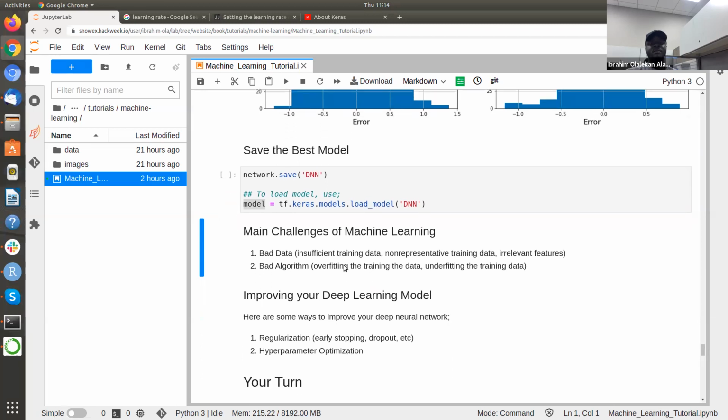The other one is bad algorithm. You could have a bad algorithm, such as one that is overfitting the training data set. By overfitting the training data set, what I mean is your model is typically going to perform well on the training sets, but it's going to perform really poorly on the test set. In that case, we call it overfitting. Underfitting means the model is not performing well on both the training and the test set. And a common cause of overfitting is having a very complex model. The more complex the model, the higher the chances of overfitting the training data set.